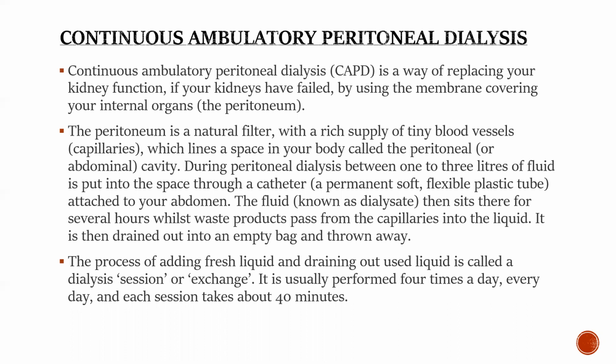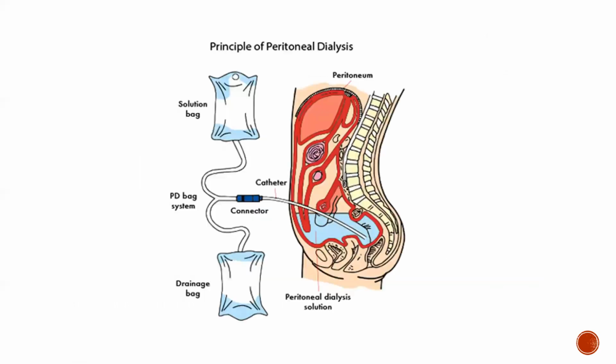Fluid moves into and out of the abdomen with the help of a flexible tube which is known as catheter. This whole process of dialysis exchange is usually performed 4 times a day and each session takes 40 minutes. Now, this is the principle of peritoneal dialysis.